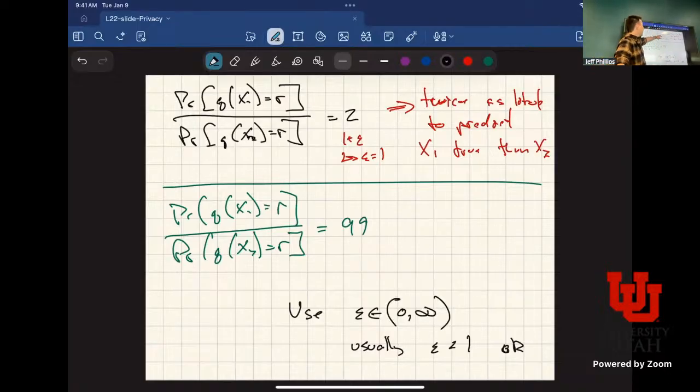If it's 1.1, then that's something like 55% to 45%. That might give me something like epsilon equals 0.1, but that'll be more expensive to do.